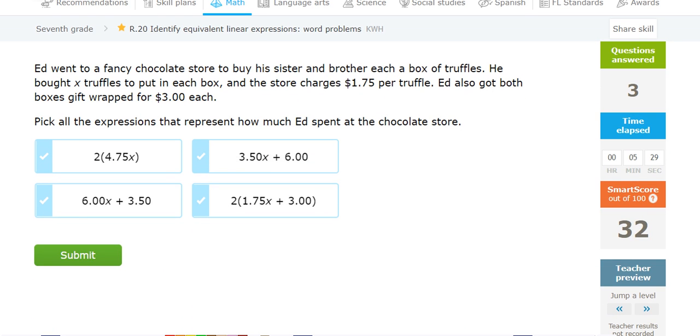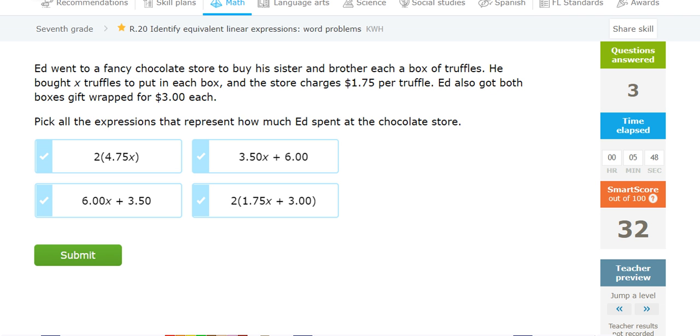Ed went to a fancy chocolate store to buy his sister and brother each a box of truffles. He bought X truffles to put in each box, and the store charges $1.75 per truffle. Ed also got both boxes gift wrapped for $3 each. Pick all the expressions that represent how much Ed spent at the chocolate store.